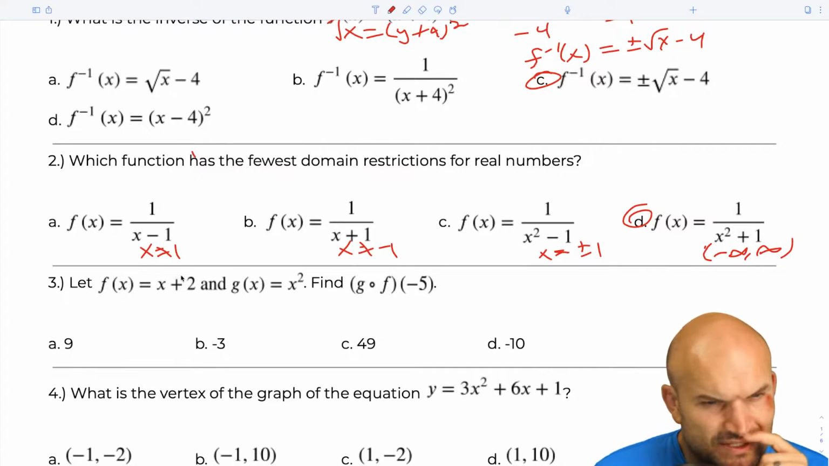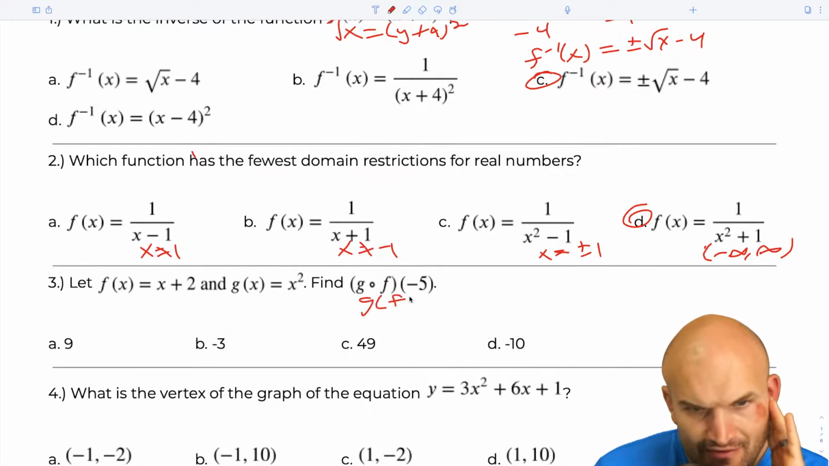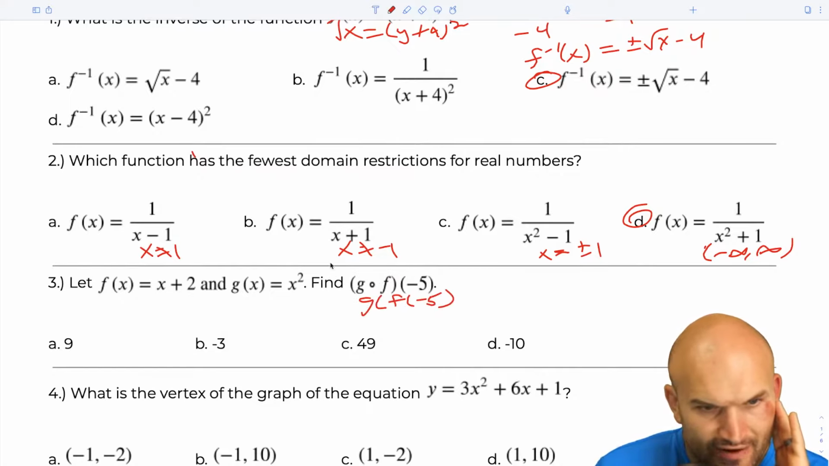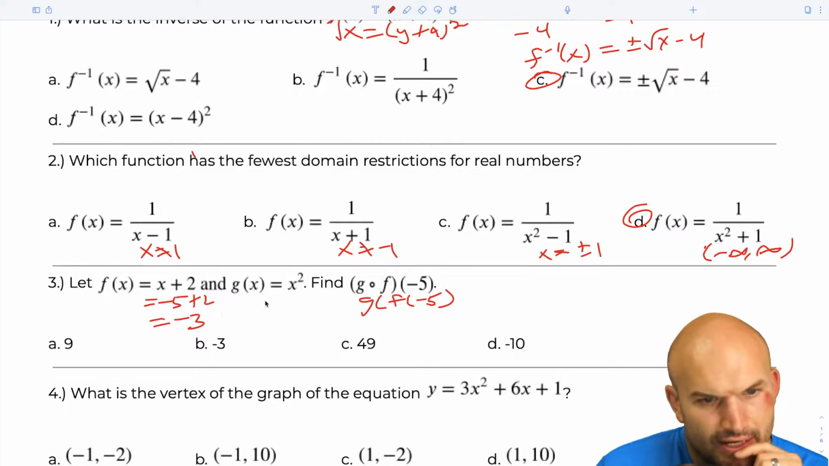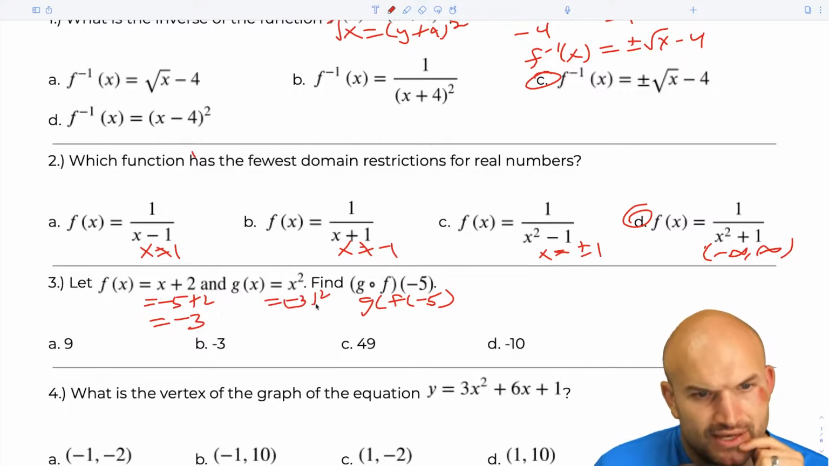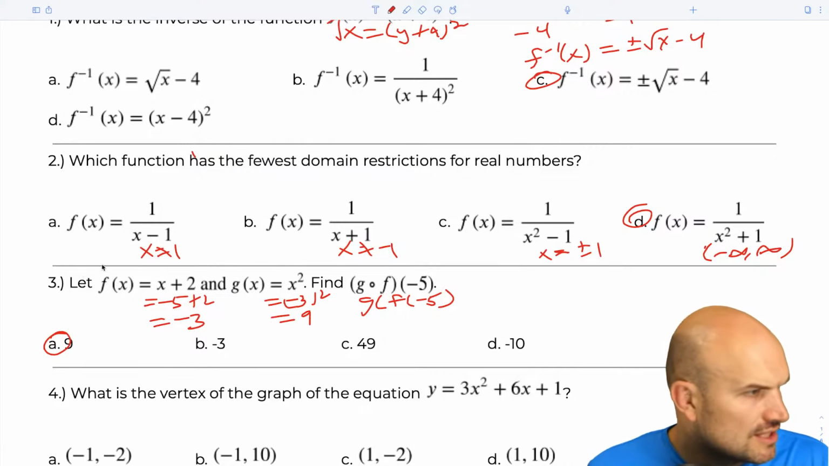Let f of x equals x plus 2 and g of x equals x squared. What is f of g of 2? So remember, this is f of -5. So we plug in -5 in for f of x. So therefore, that's -5 plus 2. That equals -3. And therefore, then we'll plug that into that equation. That will give us 9. So that one looks all good, 9.